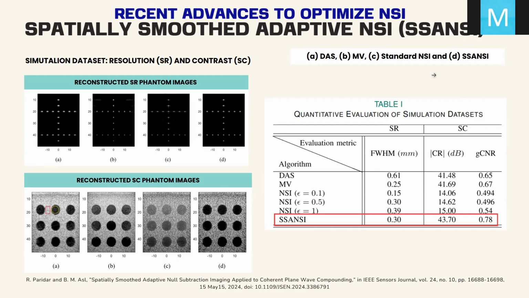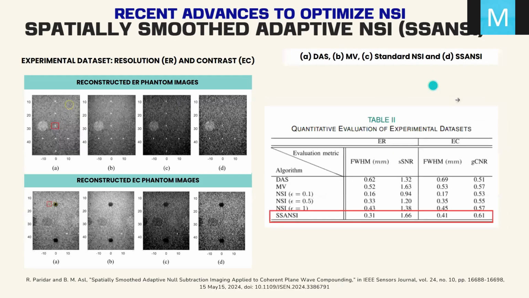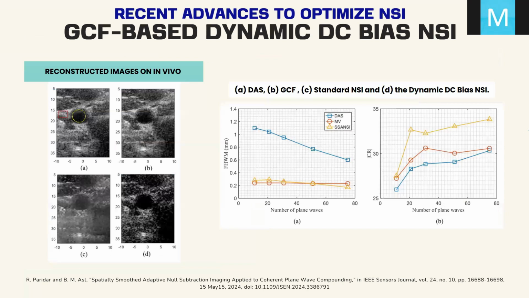resolutions. In the experimental datasets, the proposed method achieves the highest speckle SNR of 1.66, with the second smallest full width at half maximum of 0.31. Also, we can see that SANSI maintains the speckle structure while improving contrast and resolution, unlike the baseline NCI. In vivo imaging again shows that SANSI outperforms all other tested beamformers, with the minimum full width at half maximum value and the highest contrast ratio value.